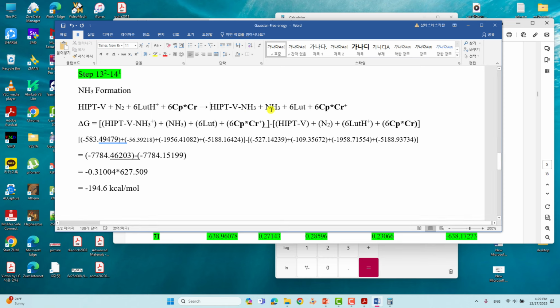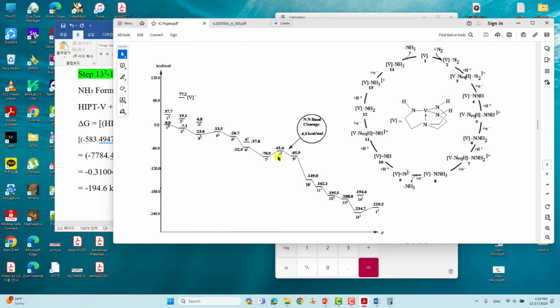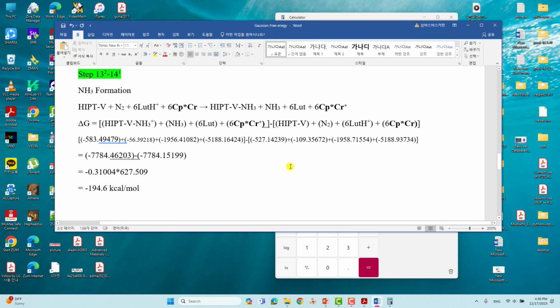We are going to use these three things to produce HIPT VNH3. First it will form the first NH3, the NN will cleave, and we will get one product. You can see that in the catalytic cycle. So NN cleavage will happen and it will produce the first equivalent of ammonia. You can see here that from 8 you will get the first equivalent of ammonia. So that's why I mentioned NH3 here, and 6 lutidinium and 6 oxidized species of decamethylchromocene. So this is that reaction.